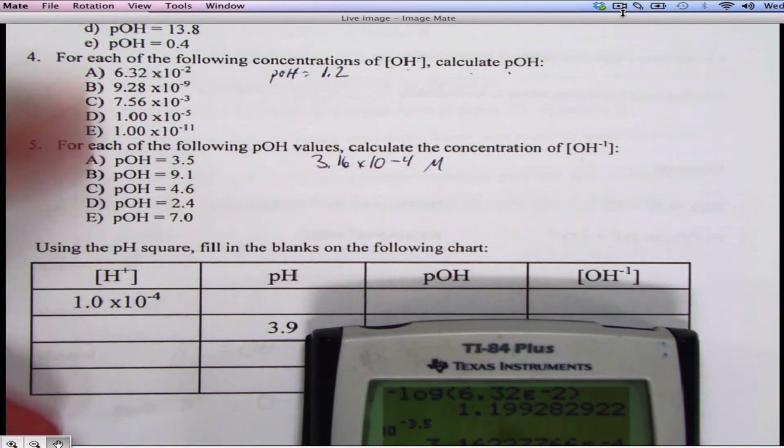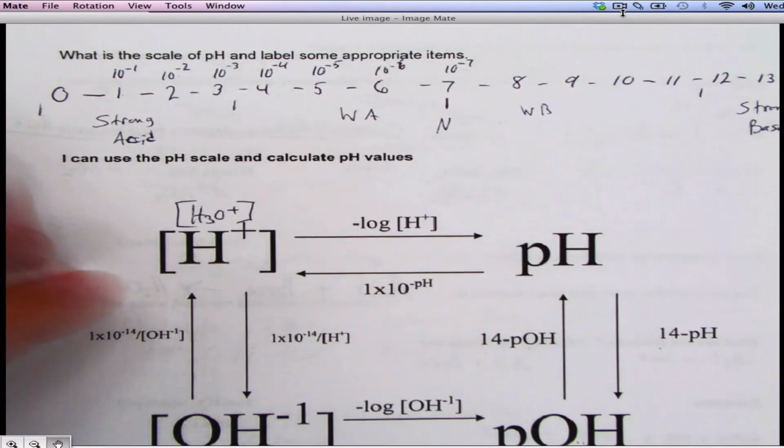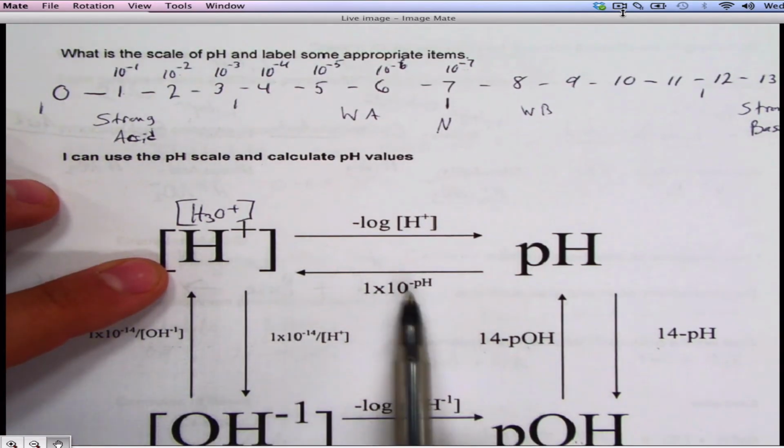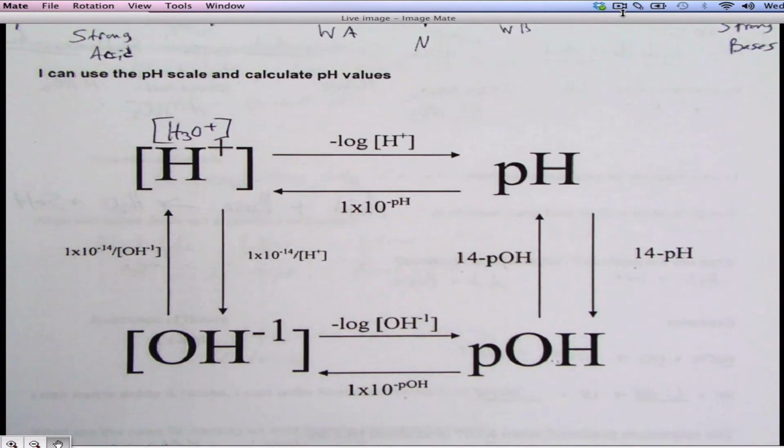So using those examples, using this pH scale, just figure out what you're starting with, what you're going to, gives you the calculation. All right, so we'll go through all those in class. It should go pretty smooth. Hope this video helped. We'll talk to you guys later.